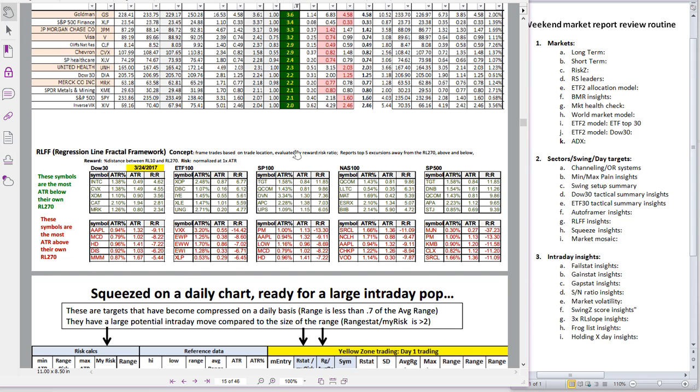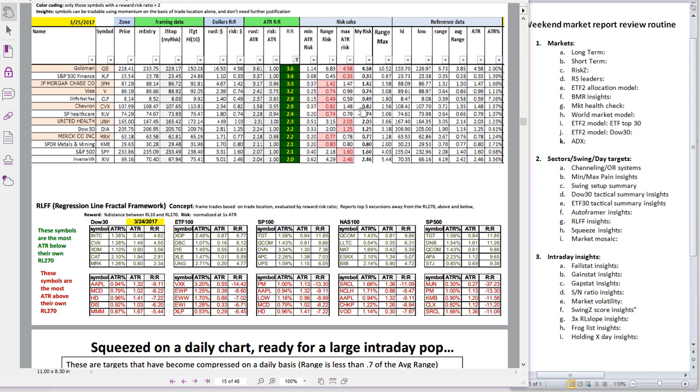RLFF Insights. Now, I should also say that this gives you some automatic trade framing data for mechanical entries, and tells you the 10-day high and so forth, and what the initial risk might reasonably be for swing trading one day at a time.